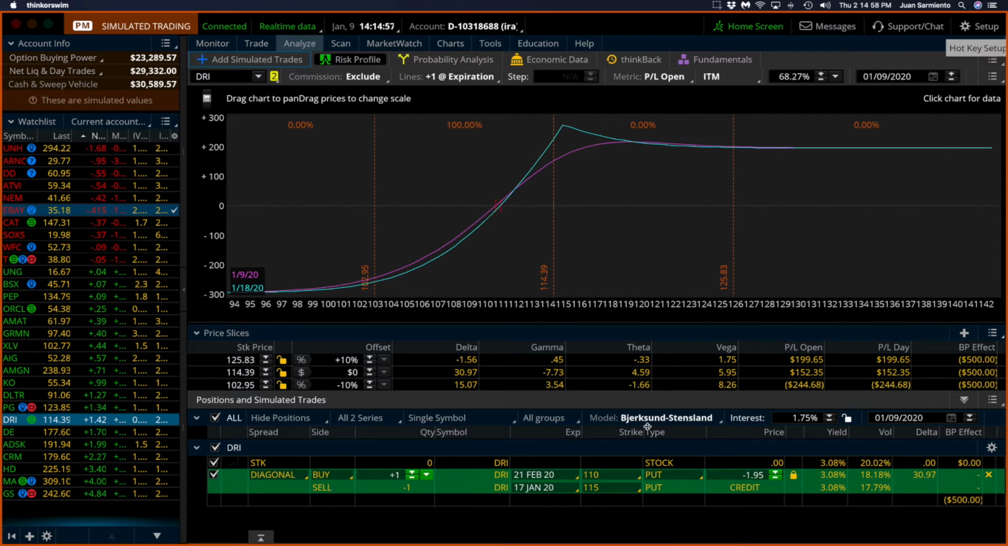Remember, diagonals can be transformed into verticals later on. It is a credit spread, even though it's a put spread. And the short expires a week from now. So we have a few days to decide whether we want to roll or close.